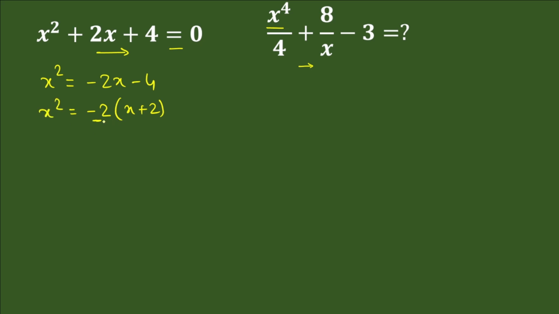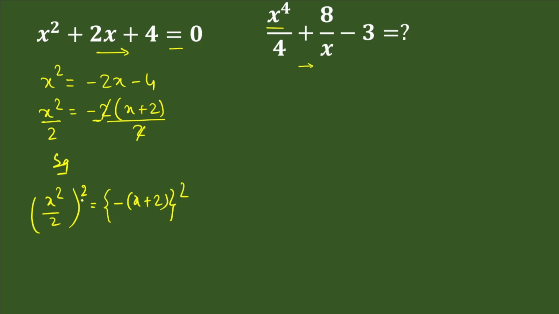Now we'll divide both the sides by 2. In the right hand side we'll divide by 2, and also in the left hand side we'll divide by 2. So here 2 and 2 get cancelled. Now for making it x power 4, let's square both the sides. In the left hand side we have x square by 2 and we'll square it, and in the right hand side we have negative x plus 2 in the bracket, so we'll have to square the right hand side also.